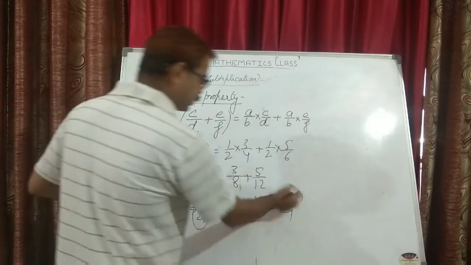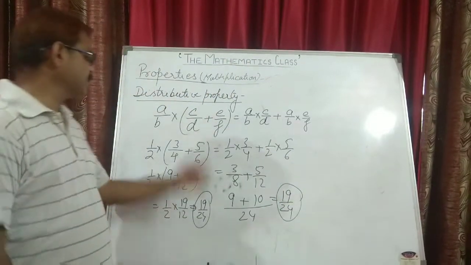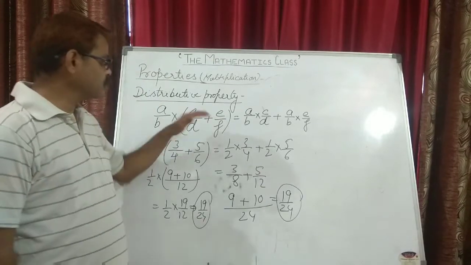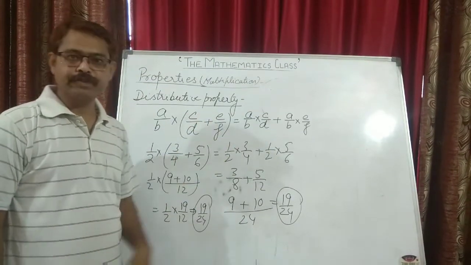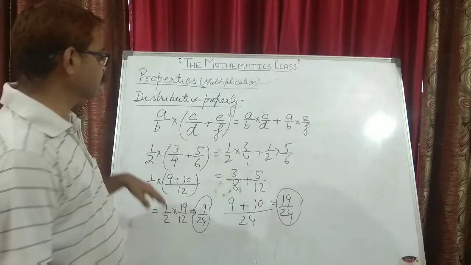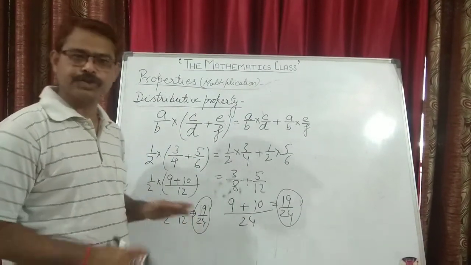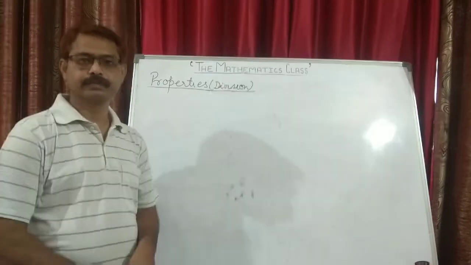So this value and this value are the same. It means that multiplication is distributive over addition. That finishes off all your properties of multiplication. There are a few properties of division, and that will finish off your chapter.